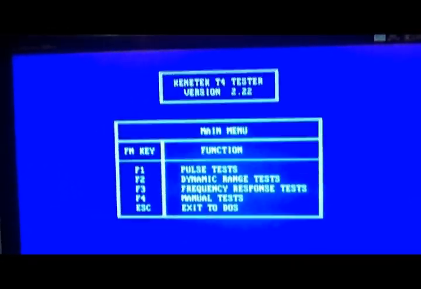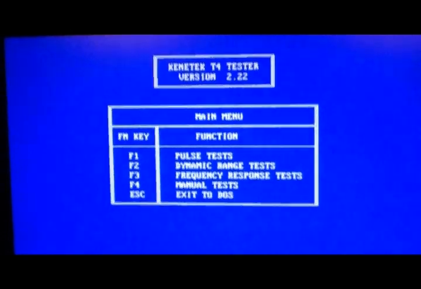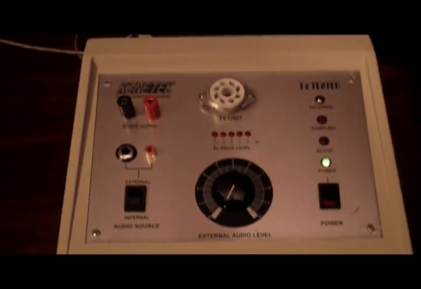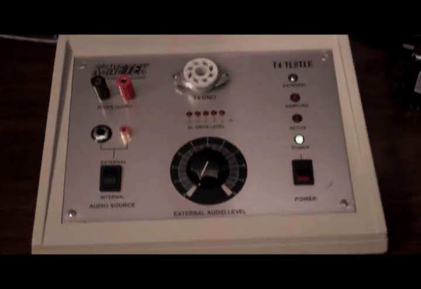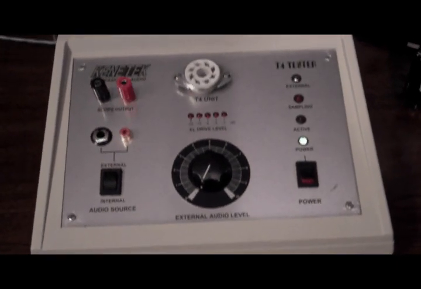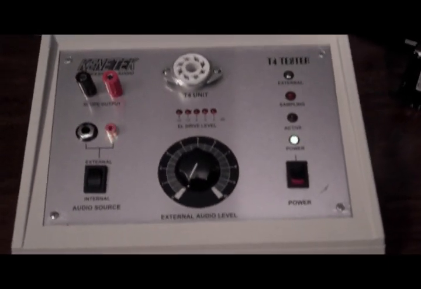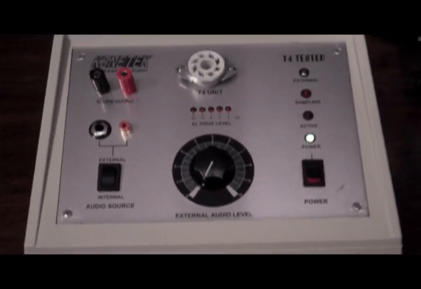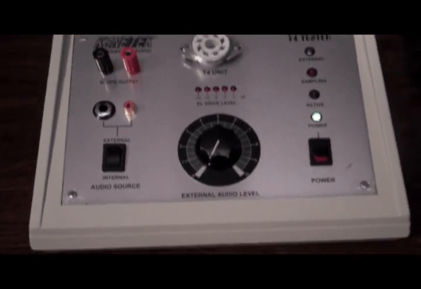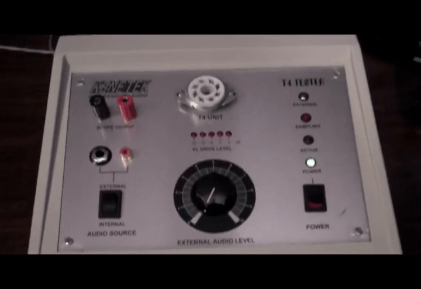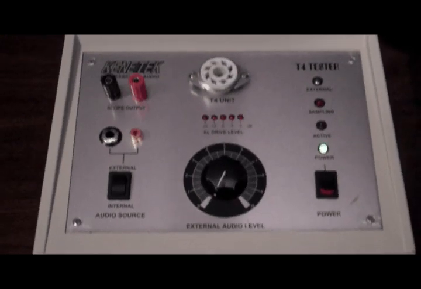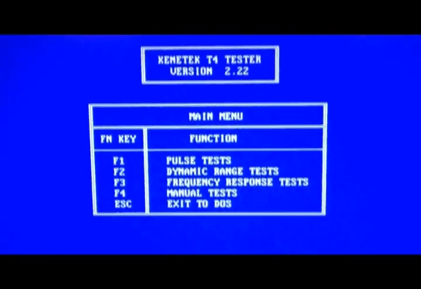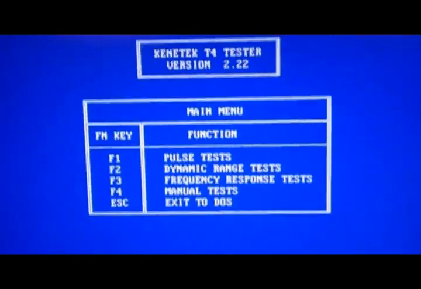The other piece is a PC-compatible computer with some custom software that I wrote, and the unit is actually capable of doing a number of different tests. It has a built-in frequency generator that is under computer control, and I can control the frequency and the amplitude of the signal and also the duration of the signal. It basically performs two different tests that I do all the time.